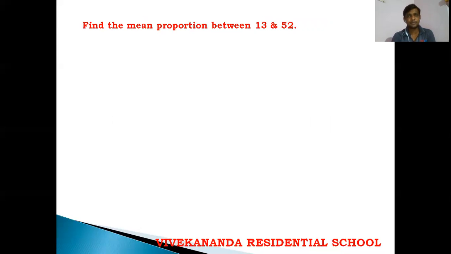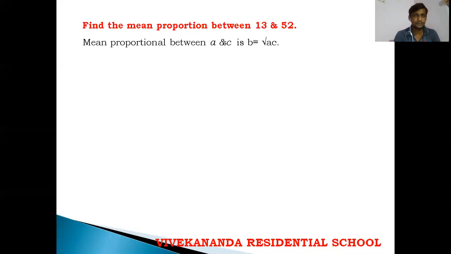Then find the mean proportion of 13 and 52. Mean proportion means the formula is: mean proportion between A and C is B, where B is equal to square root of AC. That is B is equal to square root of 13 into 52. That is B is equal to square root of 676. B is equal to 26. The mean proportion of 13 and 52 is 26.